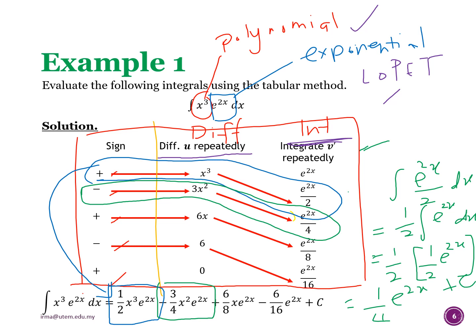And same for the third row, we have 6x times e to the x over 8. So you can simplify it as 3 over 4 x e to the x. And the last one is minus 6 over 16 e to the x. Right? And since this is an indefinite integral, you will need to put plus c at the back. Alright, so this is the technique of the tabular method.